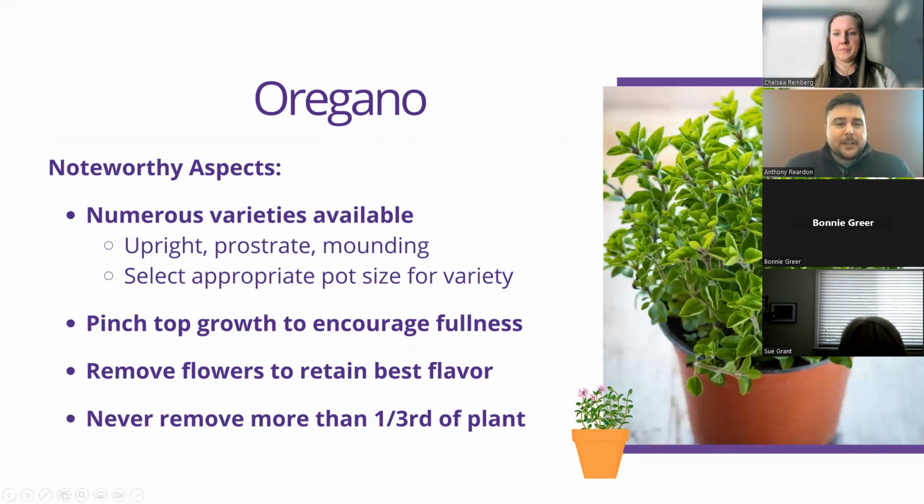Oregano is one of those plants that, again, has numerous varieties available. You can have an upright form to it, a prostrate form, which is spreading outward, or a mounding form. And you can account for this by selecting the appropriate pot size for the variety. That is because each variety is going to have a very different size associated with it. So know which variety you are working with and know how to account for that.